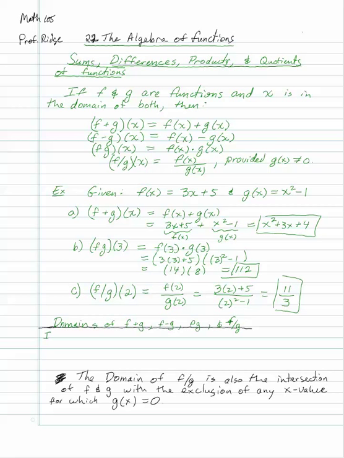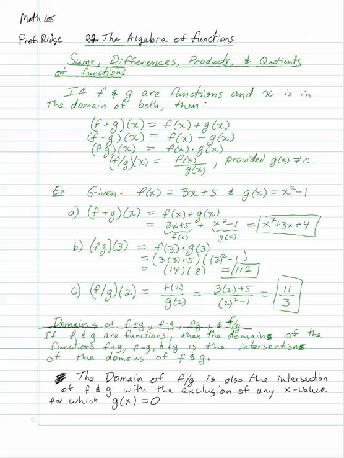Domains of f plus g, f minus g, f times g, and f divided by g. Okay, so if f and g are functions, the domain of the functions f plus g, f minus g, and f times g, so that's all of them, is the intersection of both domains. So another way you can think of it, it's the overlapping domain, or what they have in common, right? What's common to both.